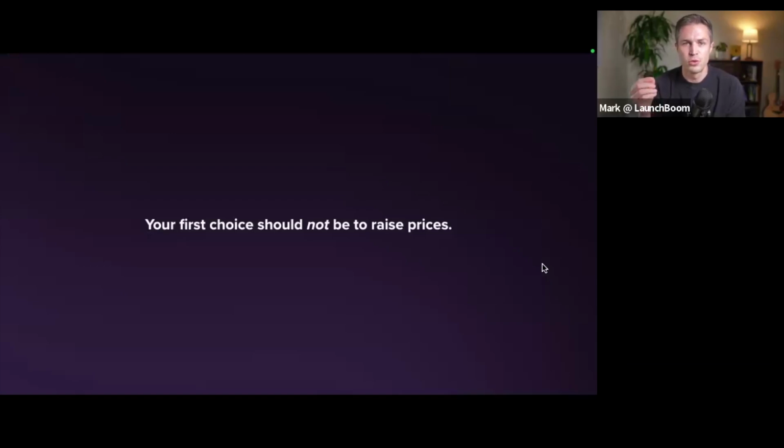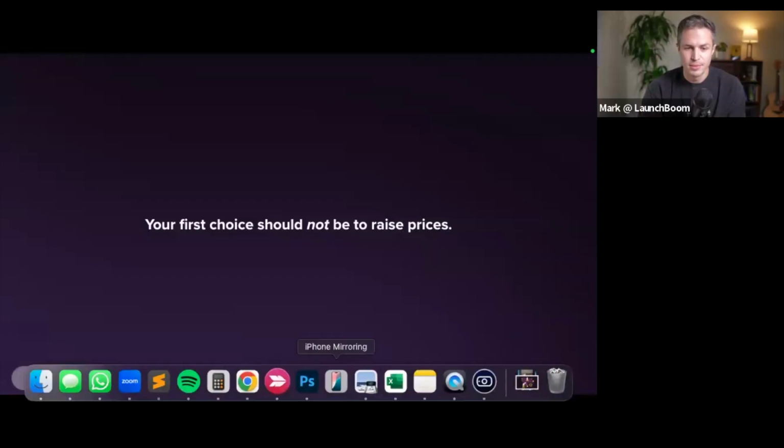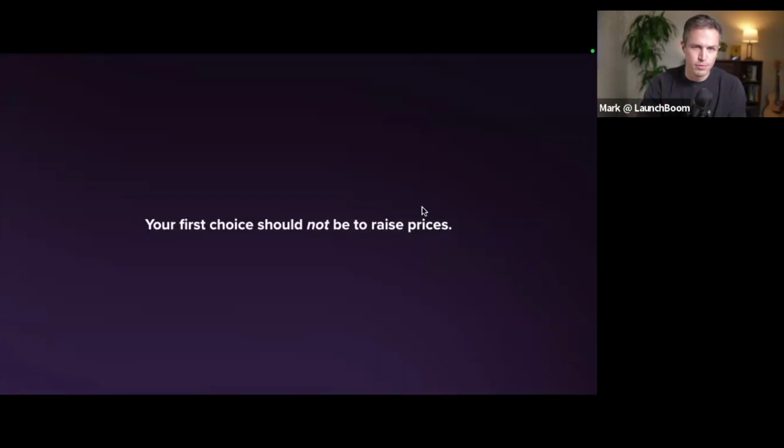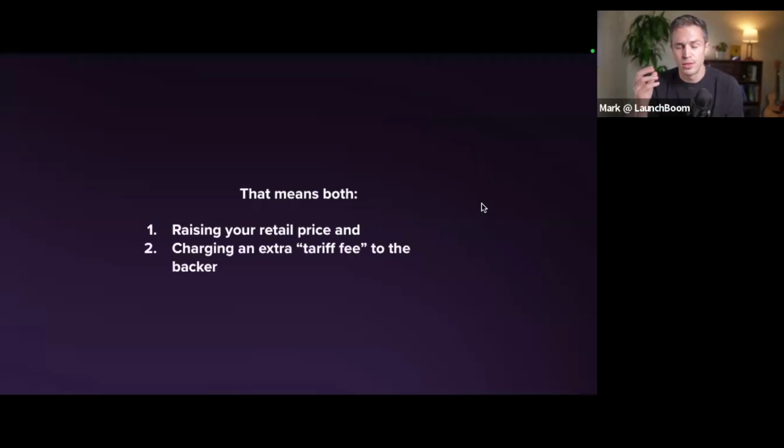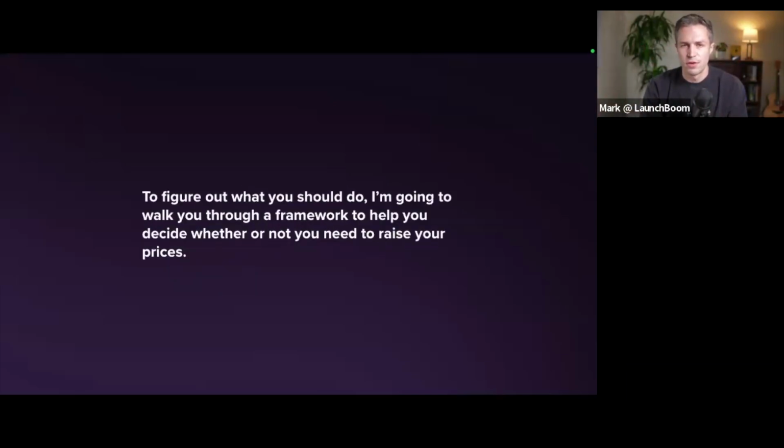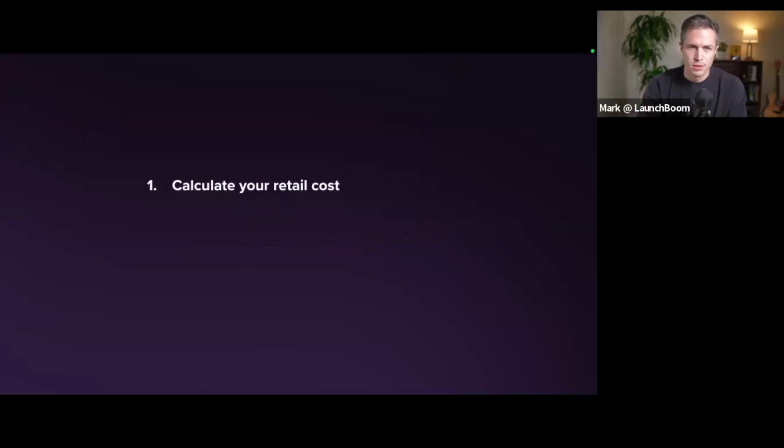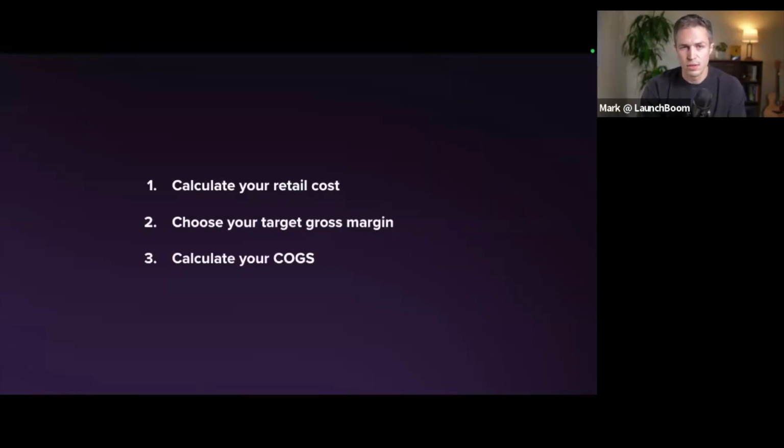So I want to stress here that the first choice should not be to raise prices, which might sound impossible, but I just want you to think about it in that frame of mind. And when I say don't raise prices, I mean both trying not to raise your retail price and trying not to charge an extra tariff fee to the backer, which can happen at a later point. So that is the frame of mind that we're going to approach this framework with. And so to figure out what to do, I'm going to walk you through this framework. The framework has 3 steps. First, we need to think about your retail costs. Second, we need to calculate your target gross margin. And third, we need to calculate your cost of goods sold, like what it costs to make one unit.